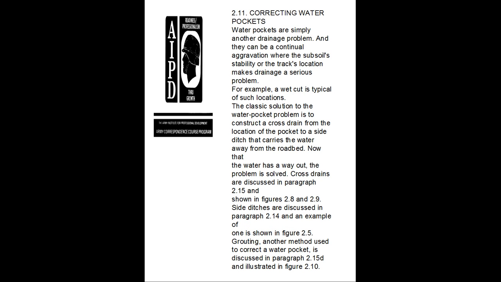Water pockets are simply another drainage problem, and they can be continually aggravated where subsoil instability of the track location makes drainage a serious problem. For example, a wet cut is typically such a location. A classic solution to the wet water pocket problem is to construct a cross drain from the location of the pocket to the side ditch, carrying the water away from the roadbed. Now that the water has drained out, the problem is solved. The cross drains are discussed in paragraph 215 and shown in figures 2.8 and 2.9. Side ditches are discussed in paragraph 214, and an example is shown in figure 2.5. Underdrainage, another method used in correcting the water pocket, is discussed in paragraph 215d and illustrated in figure 2.10.